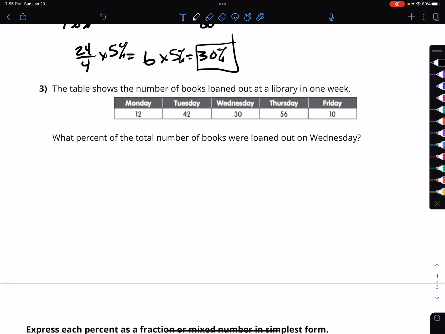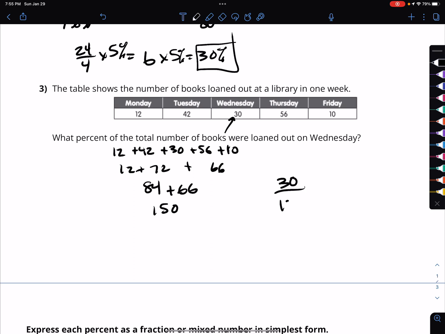Good deal. The table shows the number of books loaned out at a library in 1 week. What percent of the total number of books were loaned out on Wednesday? Wednesday's right here. So we need to do some addition. 12 plus 42 plus 30 plus 56 plus 10. So we have 66. We have 72. And we have 12. So that's 84 plus 66 is 150. Okay, so 30 of the 150 books were checked out on Wednesday.